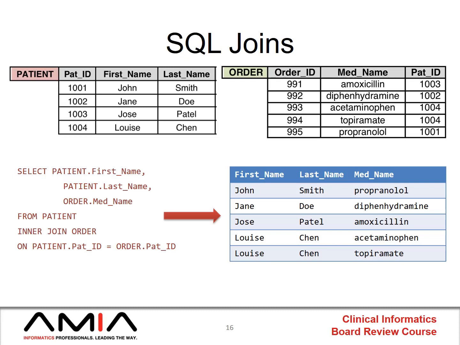If I execute that query, this is the list I'll get. I'll get a table at the command line or at the console that'll say first name, last name, med name: John Smith, propranolol; Jane Doe, diphenhydramine; Jose Patel, amoxicillin; Louise Chen, acetaminophen; Louise Chen, topiramate. And notice that as we expected, or as we wanted, Louise Chen appears twice because there are two conditions that satisfy that inner join constraint of patient.patid equals order.patid. There's two combinations that allow for that. So now we have a nice way of being able to query these SQL tables and make use of that foreign key, primary key relationship.